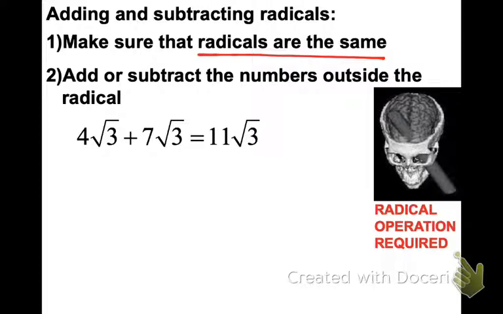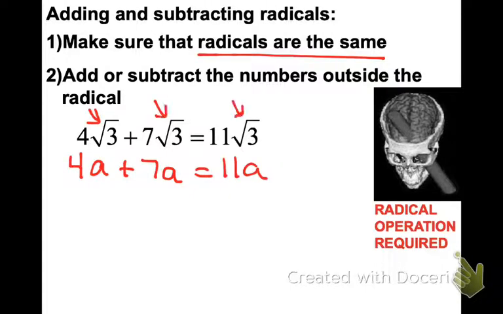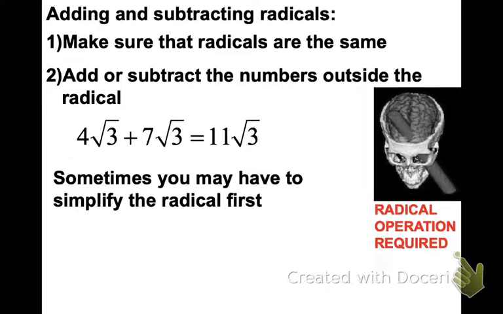If I had like terms, 4a plus 7a equals 11a. So the same kind of an idea. We just have to make sure all the radicals are the same, and then we're just adding the values that are in the front. Sometimes our radicals aren't going to look like we can add or subtract them, and sometimes we can't.